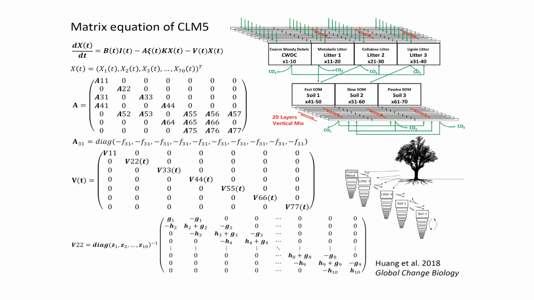Non-zero entries in these matrices represent the carbon or nitrogen transfer among different pools. For example, the vertical mixing coefficient matrix V is usually a tridiagonal matrix, which means carbon or nitrogen in the soil only transfers between adjacent soil layers. All these biogeochemical processes and pools in the soil module can be formulated as a carbon or nitrogen balance matrix equation.